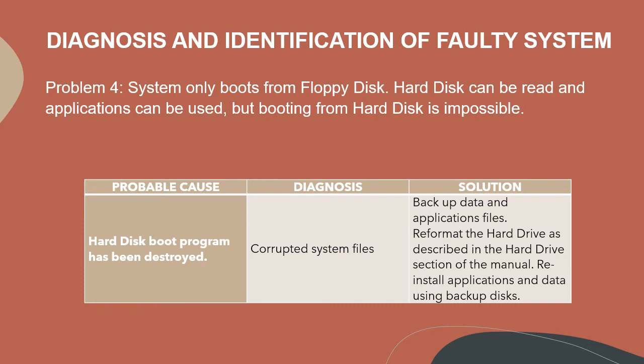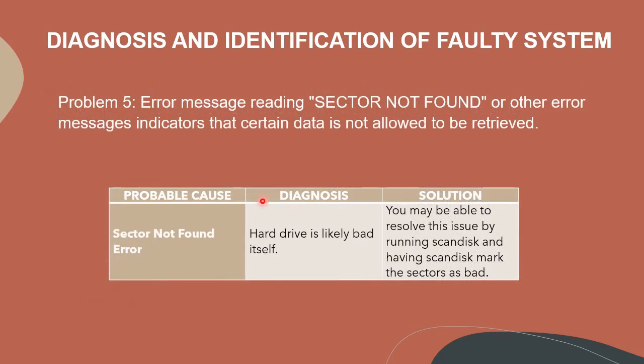4. System only boots from floppy disk, so the hard disk can be read and applications can be used, but booting from the hard disk is impossible. We have here the cause, the diagnosis, and the solution. Five, error message reading sector not found, or other messages indicating that certain data is not allowed to be retrieved. So it could be about your hard drive.